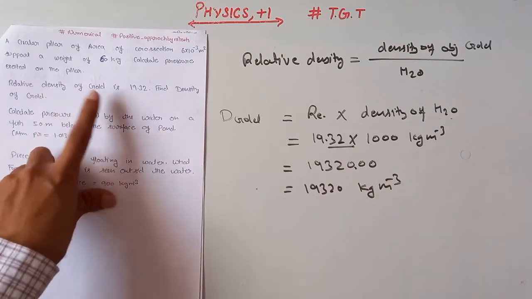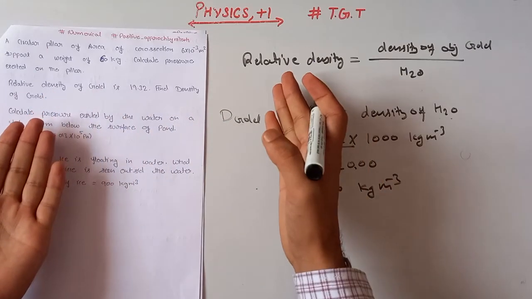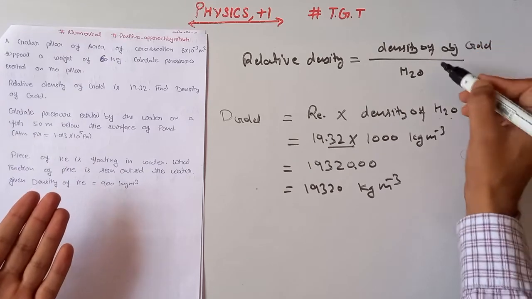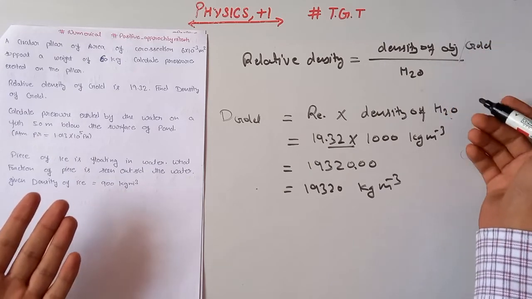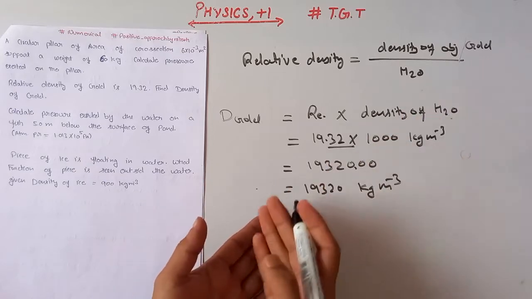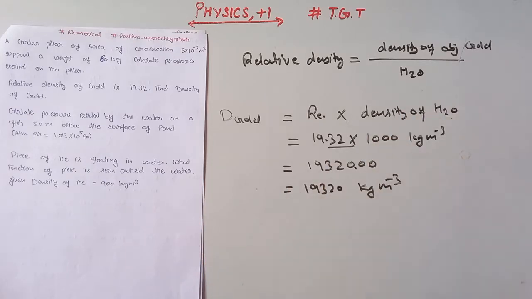Given the relative density of the gold, we have to find the density of the gold. We know that the relative density is the density of the object, that is gold, divided by the density of the water. By cross multiplying we can easily calculate the density of the gold, which is 19,320 kg m^-3, which is the unit of density. I hope the numerical is clear to you.